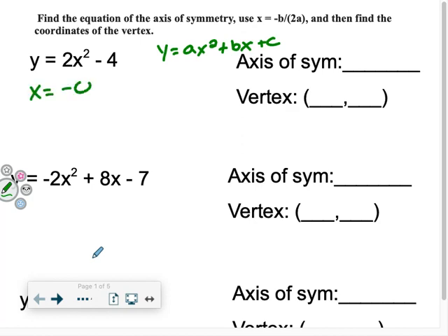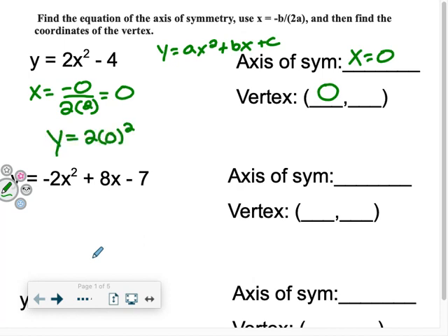So it's x equals negative b over 2a. 0 divided by anything is 0. So that tells us where our axis of symmetry is. And now we're going to use that x value to find our vertex. So we're going to plug back into our original. 2 times 0 squared is 0. Then we have 0 minus 4, which would get us negative 4. We have now found our vertex. So that's the first example. We're going to do the same thing for these next ones.